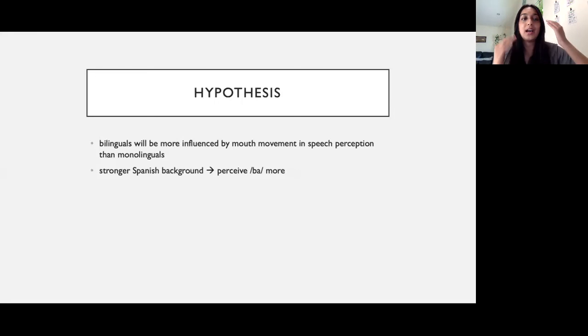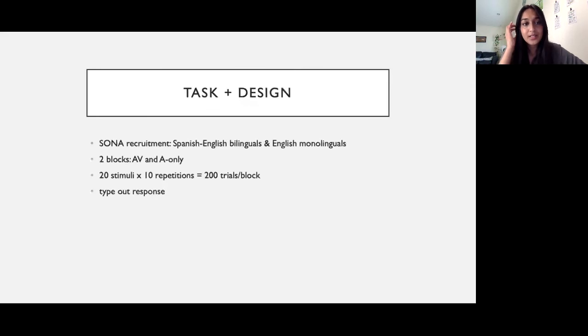And in addition, I expect that individuals with a stronger Spanish background, so maybe they've spoken Spanish for a longer time, maybe they were raised in a Spanish-speaking country, maybe they learned English later in life, will perceive B or ba in this task more often because of that V mapping onto B not really existing in Spanish. So the task and design is fairly simple.